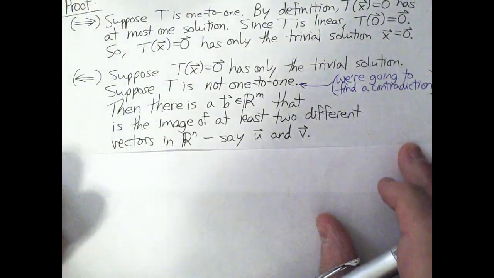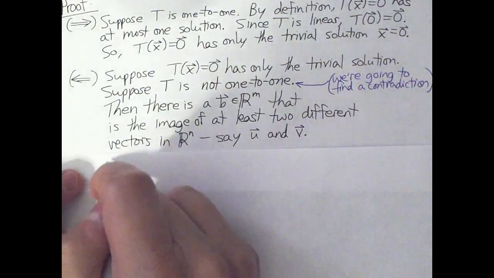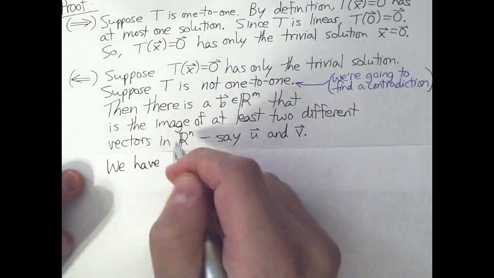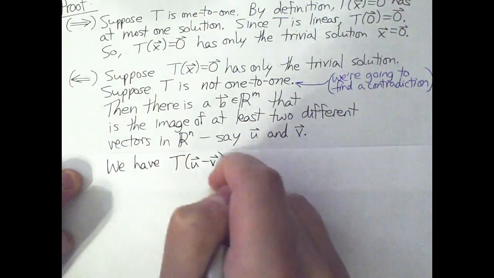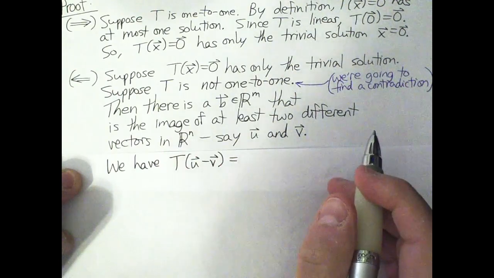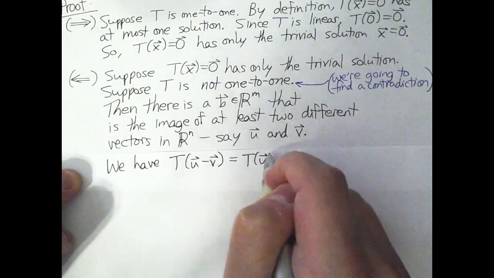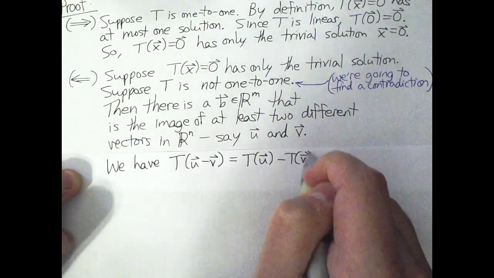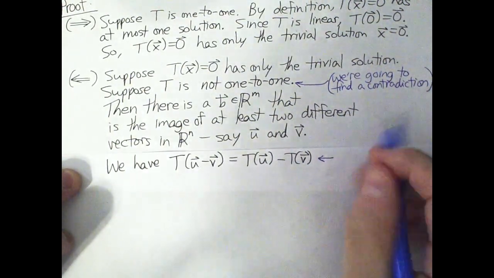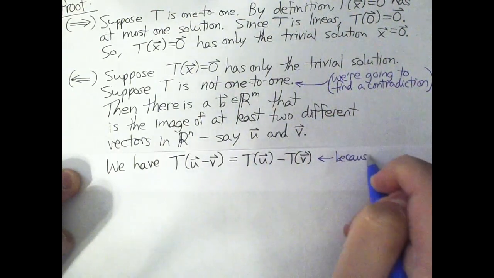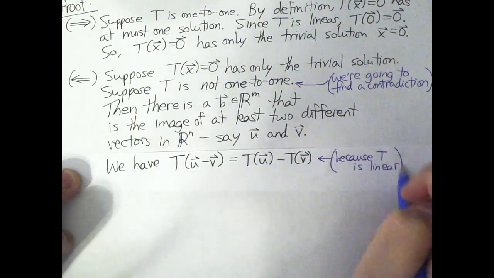It's not really clear what the contradiction is yet. How about this? We have T of u minus v equals T of u minus T of v. You don't have to write this little thing I'm about to put on the side, but I'm going to say because T is linear, that's what allows me to do that.